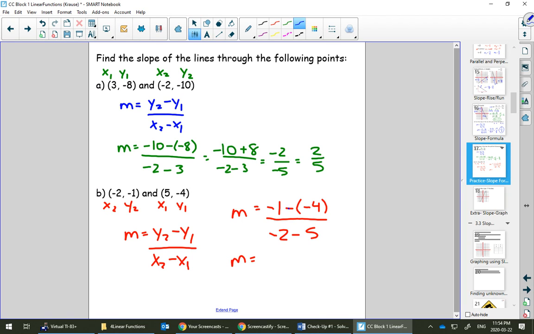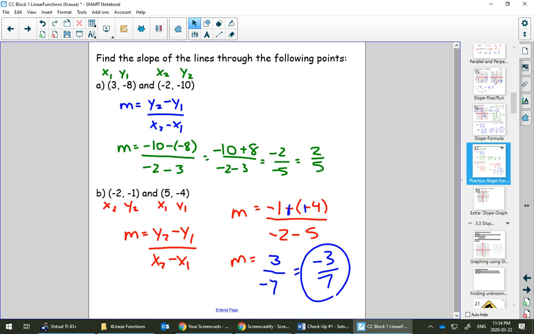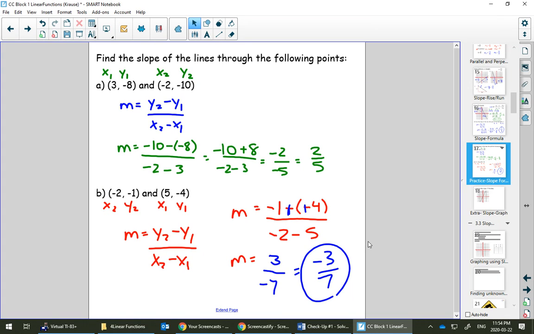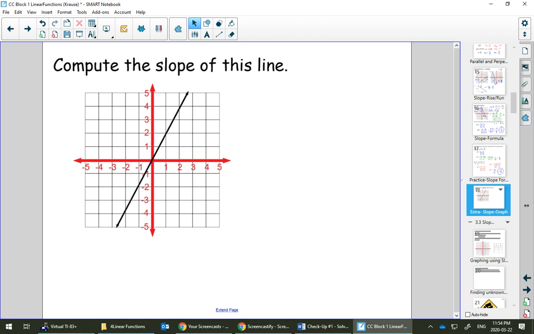So I've got -1 plus 4, which is 3. And -2 minus 5 is -7. So I have m equals -3 over 7. And again, you could check that on your calculator. We had -1 plus 4, or you could have done minus -4 divided by -2 minus 5, and math frac, and we get -3 over 7. So the last example, I'll get you guys to do a quick calculation here. You can use your slope formula, or you can calculate using rise over run. So pause your video, try the question, and then come back.